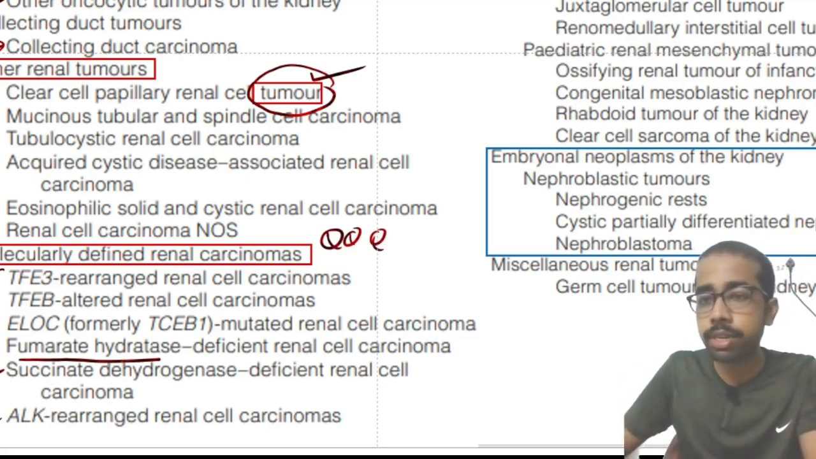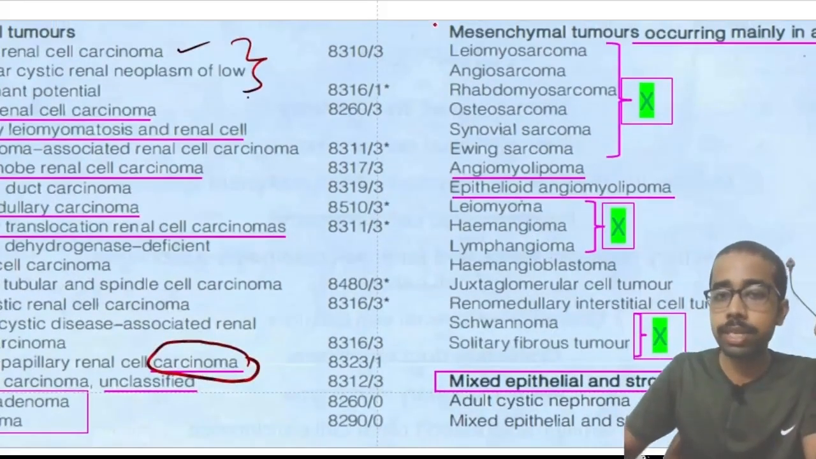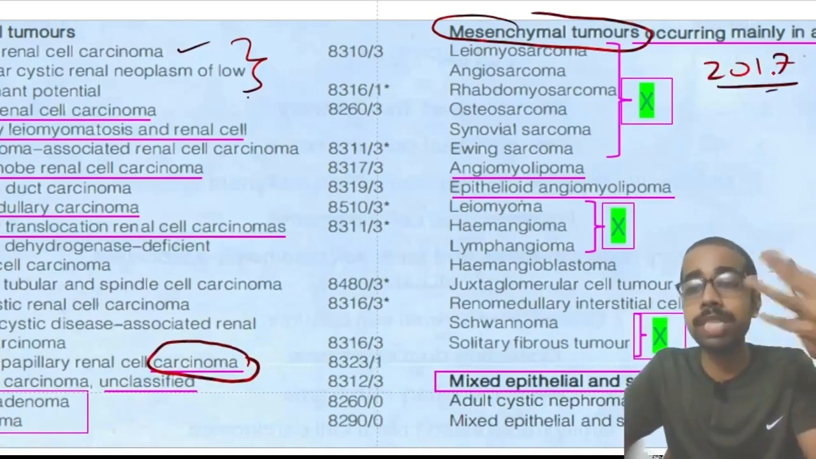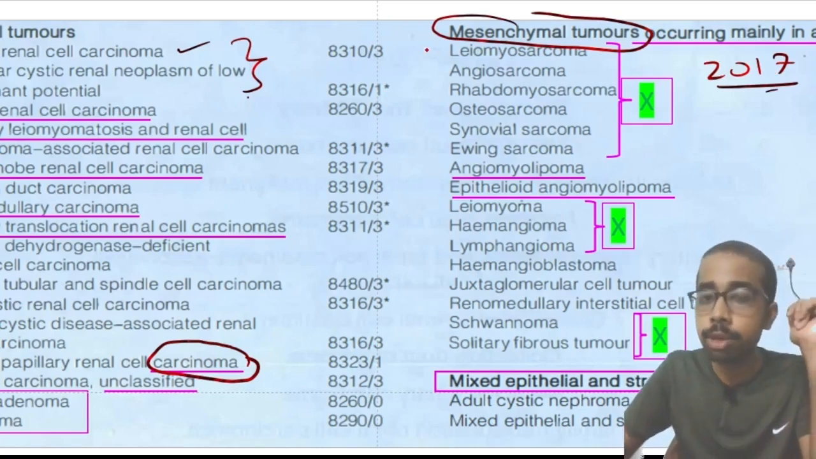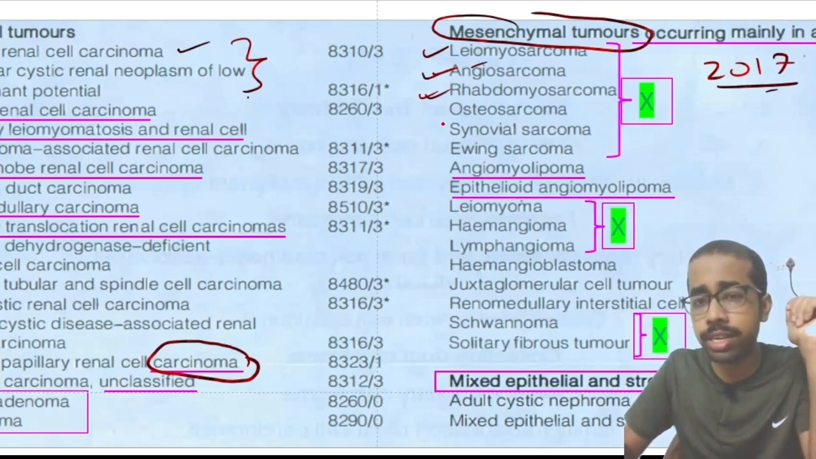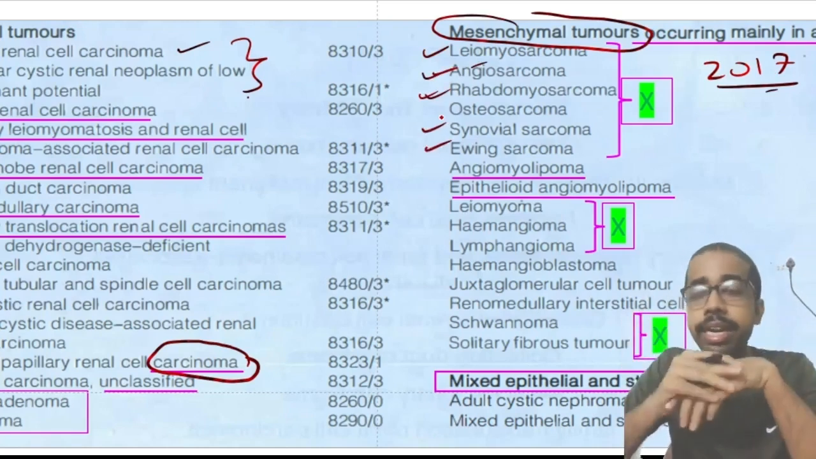And another entity which I wanted you to focus on is regarding the mesenchymal tumors. See, previously WHO in 2017 was including every mesenchymal tumor which is not specific to the renal site, like leiomyosarcoma, angiosarcoma, rhabdomyosarcoma, one from smooth muscle, one from vascular origin, one from skeletal muscle origin, right? Even synovial sarcoma, Ewing sarcoma, all those things, they do occur in kidney, right?